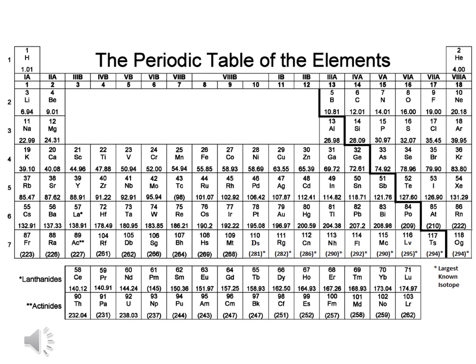I love the number 118 because it's Og. Sounds like a caveman, doesn't it? But anyway, this is how many elements have at present been discovered, and they have to be verified by at least 2 different labs in order to be considered discovered. But this is where we are.